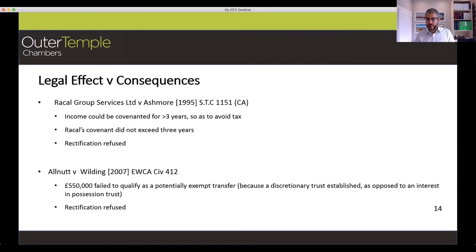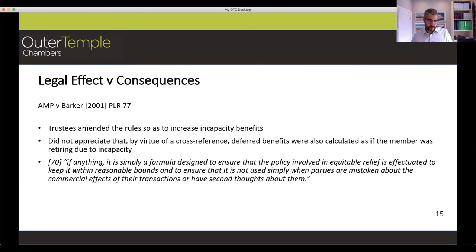And consistent with that, it is an argument that has generally failed in the pensions context. If we look again at AMP and Barker, I should say in terms of the facts of AMP and Barker that the trustees wanted to amend incapacity benefits, but didn't spot that those benefits cross-referred to the general definition of deferred benefits. So there was a cross-reference there, which meant that the incapacity improvements were given to all the deferred members by accident.